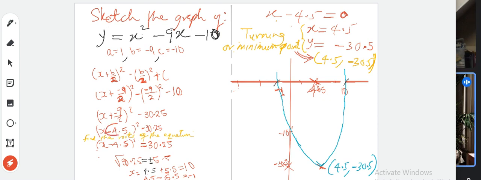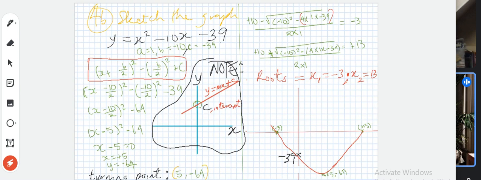Of course, the turning point in this case is x equal to 4.5 and y equal to -30.25. This is x, comma y. X is 4.5 and y is -30.25. And then you find the roots. You can find the roots by using the general quadratic formula. Of course, you can easily find the roots by just solving this equation. Even the other one we did, we could have just found the roots by just solving this equation.